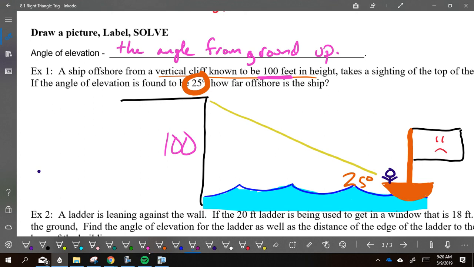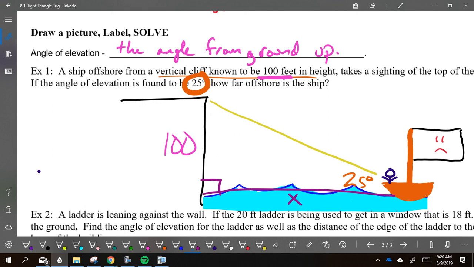90-degree angle, absolutely. Anytime we talk about height, that's going to be a 90-degree angle, so we can put a height right there. And then the last thing we're looking for is how far offshore the ship is. So what thing am I looking for in the end? What line? The bottom line. Unless you have a magical ship that floats through the air to the top of the cliff, we want to know this guy down here. You can call it A. I'm going to call it X. It doesn't matter. I'm looking for that thing right there.